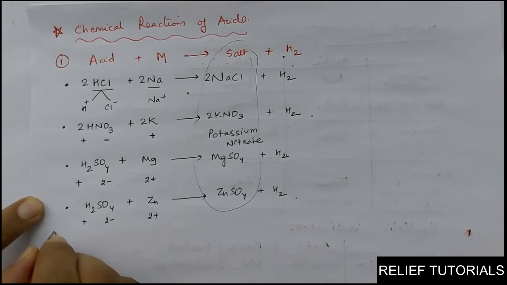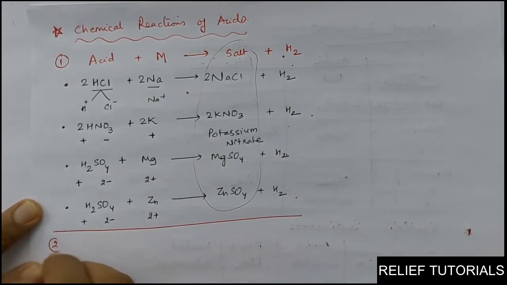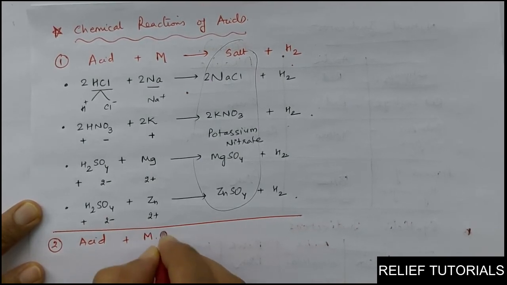Second type of chemical reaction is when acid reacts with metallic oxide.